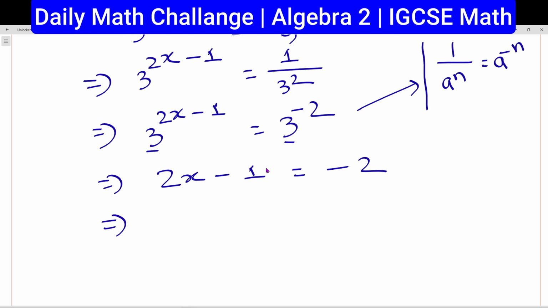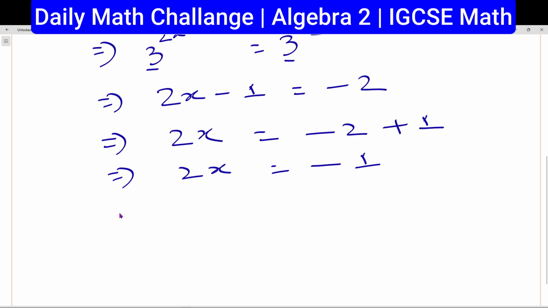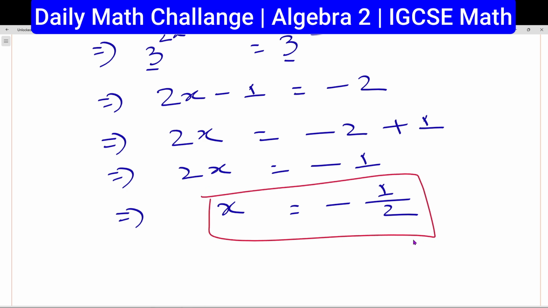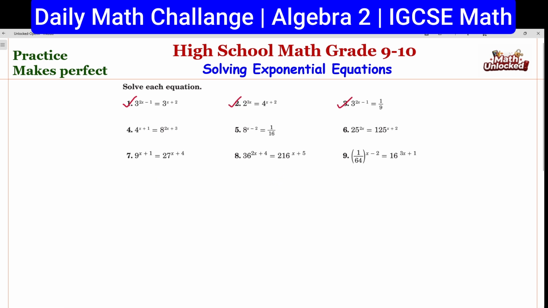Now we are adding both sides by 1, so 2x equals minus 2 plus 1, it means minus 1. Now we are dividing both sides by 2, so x equals minus 1 by 2. And this is our answer. Very simple. So question 1, 2, 3 done. Question 4.